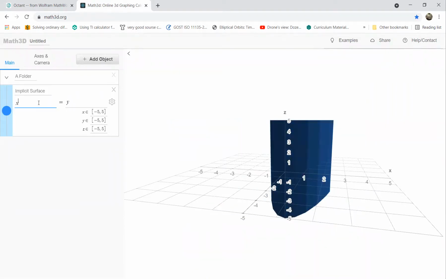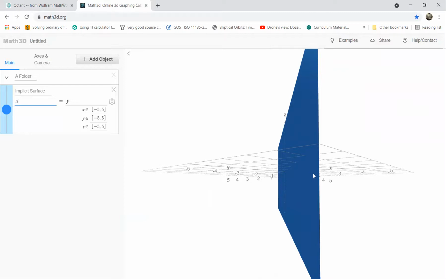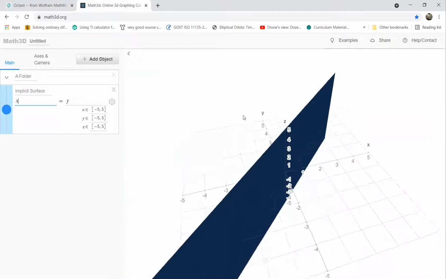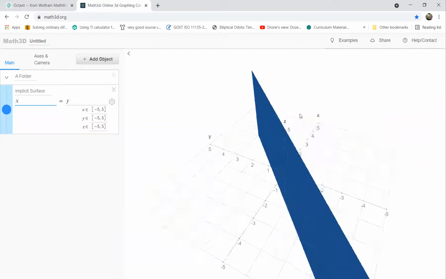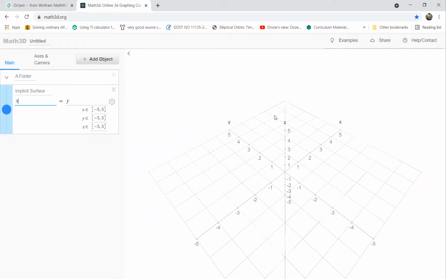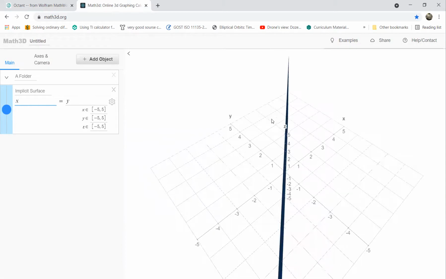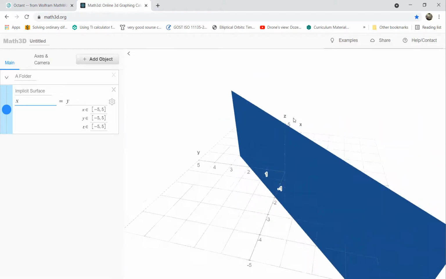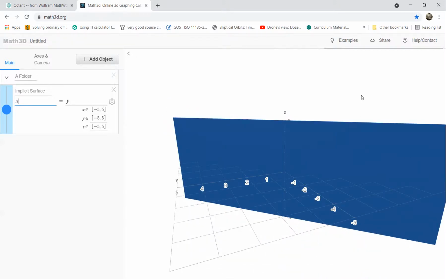So y equals x. This is our plane in the space. As you can see, it's not a line, but the projection of this plane in xy is a line that passes through the origin. But when you're looking at this in 3D space, it's going to be a plane passing through the origin.